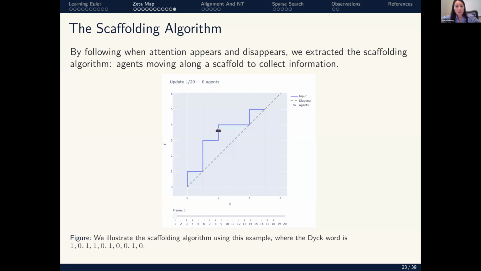Eventually, from tracking these attention matrices and using other interpretability results, we were able to get a concrete algorithm out of it. We named it the scaffolding algorithm. The idea is that the algorithm looks like agents moving along the scaffolding to collect information. If you don't know what a scaffolding is, you'll see a lot of these platforms under construction, for example, in the great city of New York, everywhere. So let's see a demonstration of what the model actually does. For now, I'll have to stop sharing and show you via link.